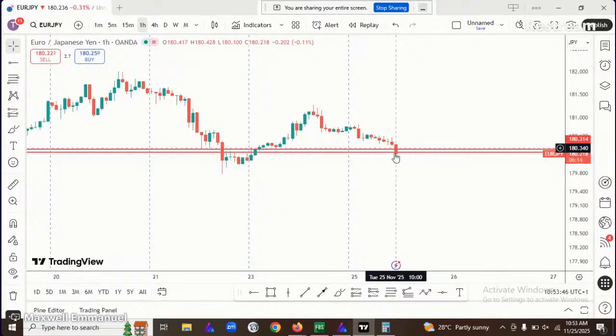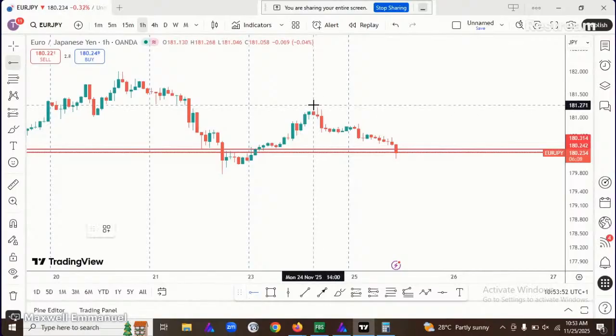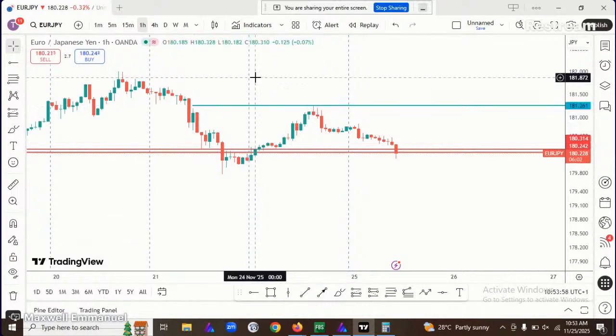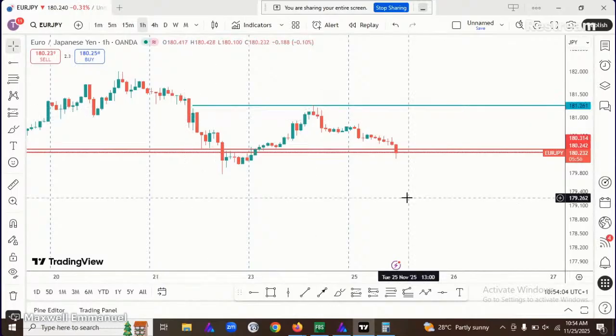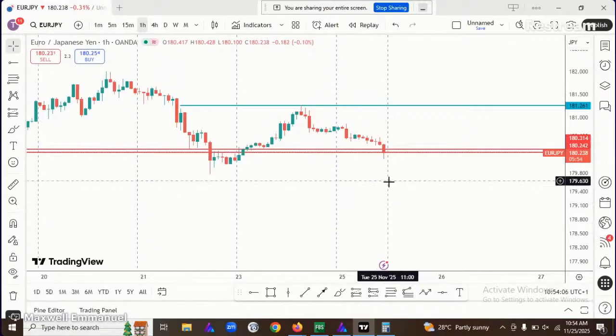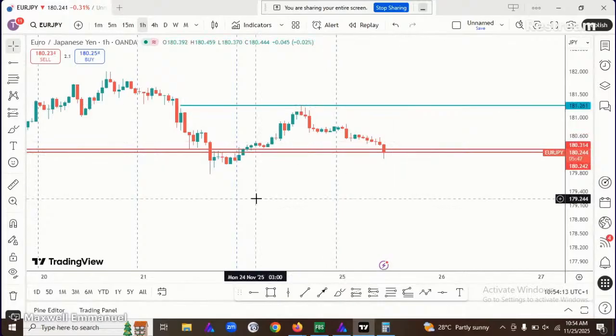If a candle closes above this fair value gap, then you should buy, and your target should be this draw on liquidity. This previous high, that's a fair value gap here at this point. Okay, so that's my take. Wait for a bullish reversal pattern to form, or wait for 1 hour candle to close above this fair value gap and you buy Euro JPY.